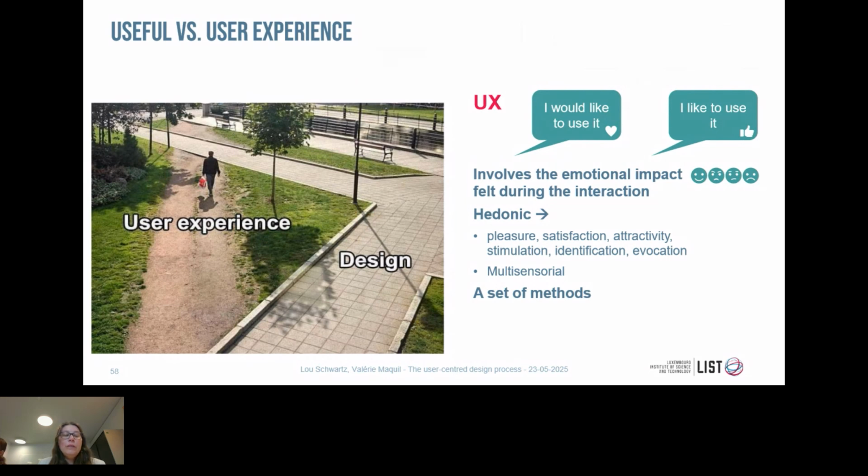A good UX considers also hedonic qualities like pleasure, satisfaction, attractivity, stimulation, identification, and evocation, often engaging multisensorial aspects to create richer and more memorable interactions. It's about how a user feels across all their senses before, during, and after the interaction.